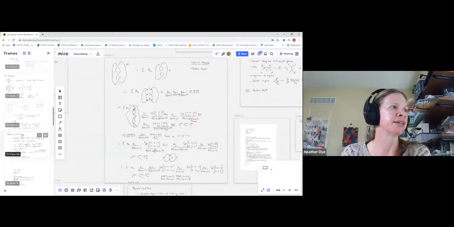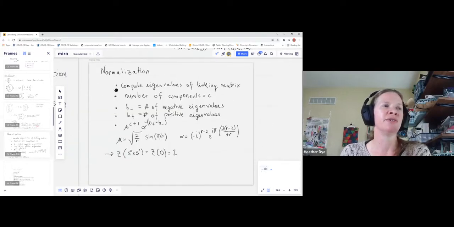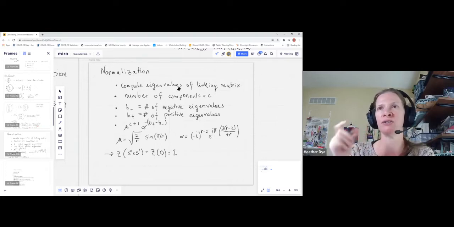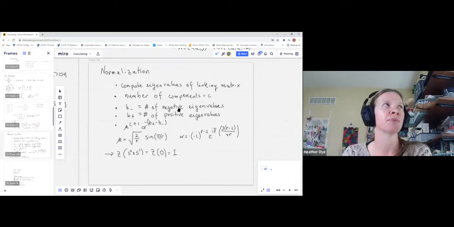And then we have a normalization. To do the normalization, you set up your linking matrix, you compute the eigenvalues of the linking matrix, which are invariant under choice of orientation for the different possible orientations in a link. And then you have the number of components C. This is set up so that the invariant applied to S2 cross S1, which is the knot with no crossings, is equal to 1.